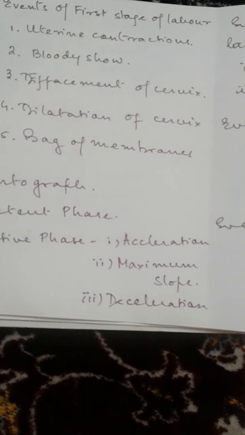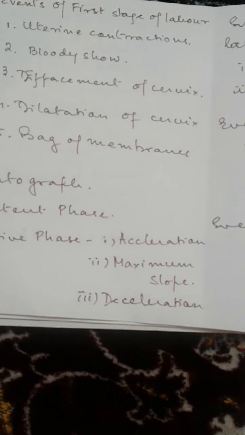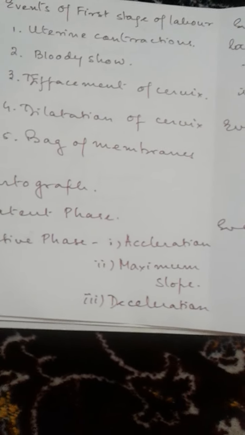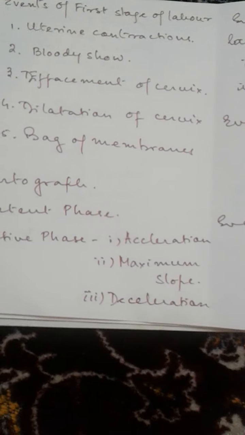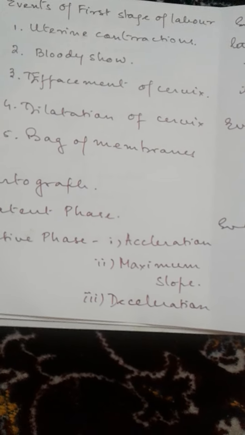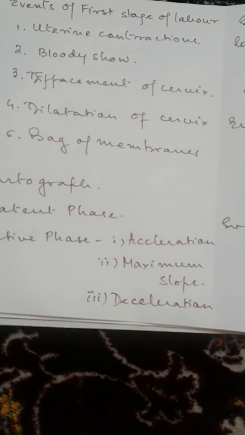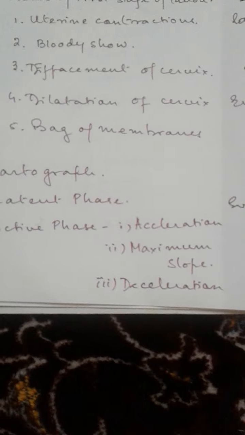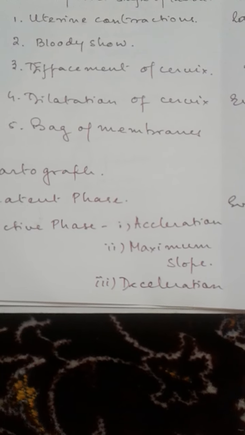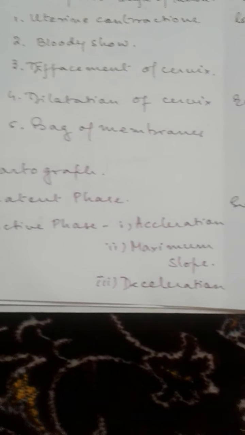Now the active phase is the phase which starts from 3 centimeters dilatation of the cervix till it is 10 centimeters in dilatation. This lasts for about 4 hours in cases of primi, while in cases of multi, it lasts for 2 hours. This is again further divided into an acceleration phase, a maximal slope phase, and a phase of deceleration.